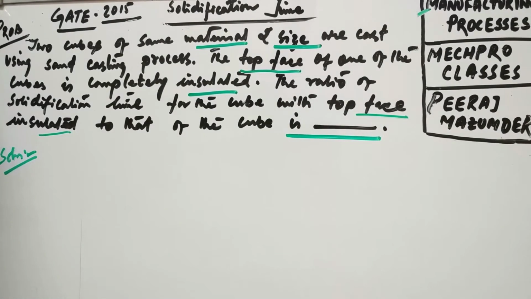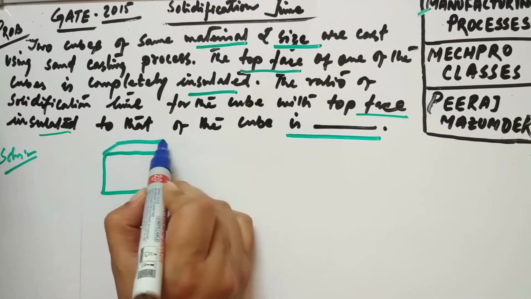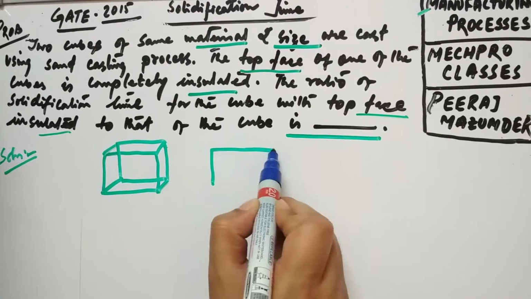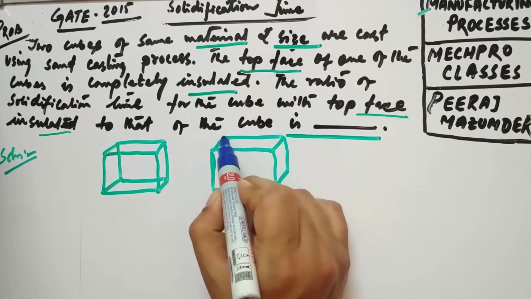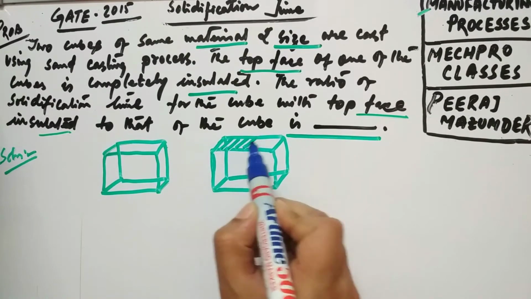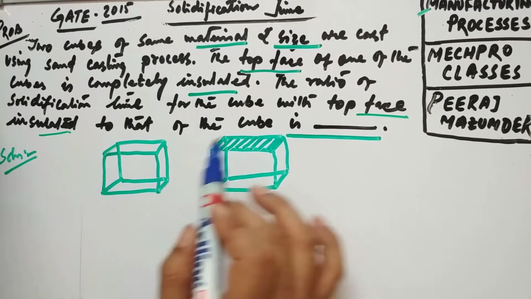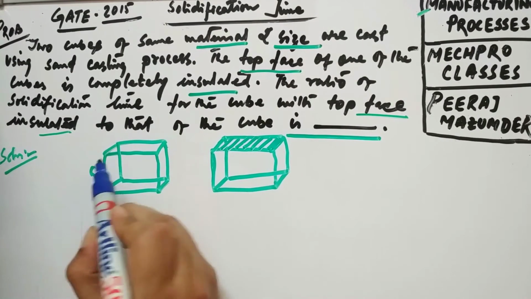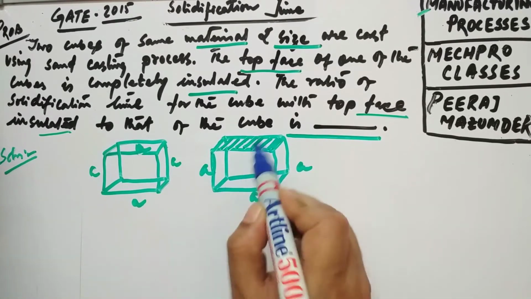Look, we have 2 cubes, say this one, and same material and size they are saying. Okay, so say this one. Now one of the cubes is having its top face insulated, so I can show you as this one. Now it is saying that it is having the same size. Say we are taking sides as A, so all will be having A size.